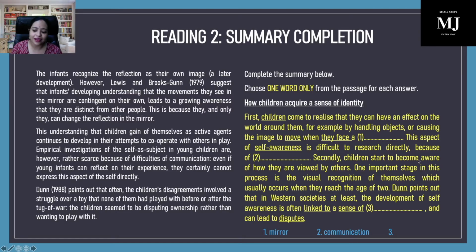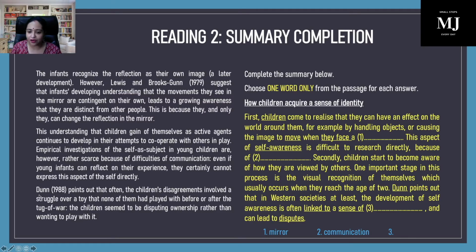Secondly, children start to become aware of how they are viewed by others. One important stage in this process is the visual recognition of themselves, which usually occurs when they reach the age of 2. Dunn points out that in Western societies at least, the development of self-awareness is often linked to a sense of dash and can lead to disputes. Now see, guys, any proper noun, if you remember even the true-false video, is going to be our keyword. So Dunn, being the name of someone, we will mark it as a keyword. And if you come to the passage, you can directly find Dunn right here.